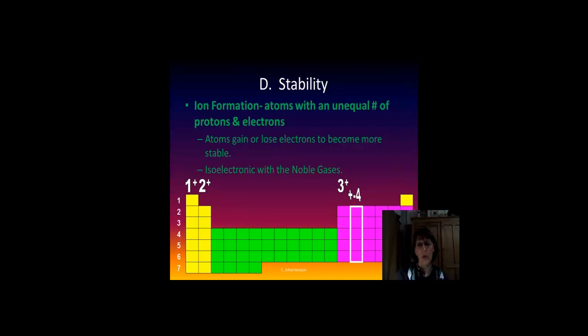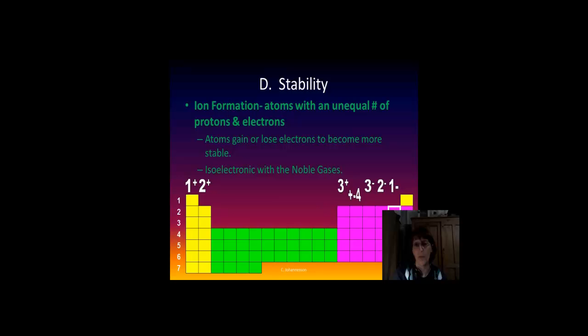And group 14 can go either way. Lose 4, gain 4 electrons. Group 15 has 5 valence electrons, and it's easier for them to steal 3 negative charges from some other atom, and so they tend to form an ion that has a negative charge, 3 more electrons than protons. And the same goes all the way across.